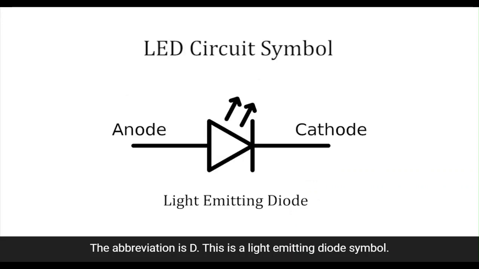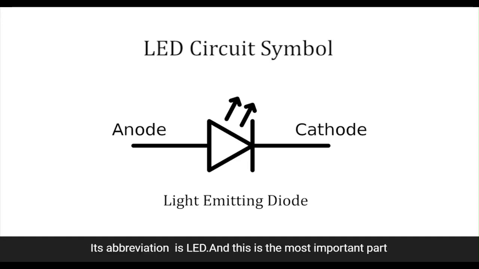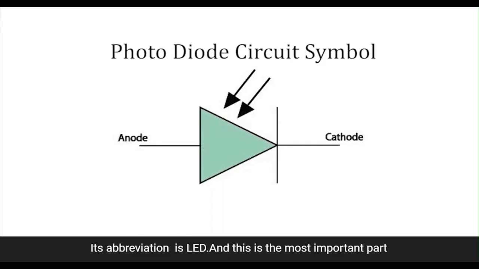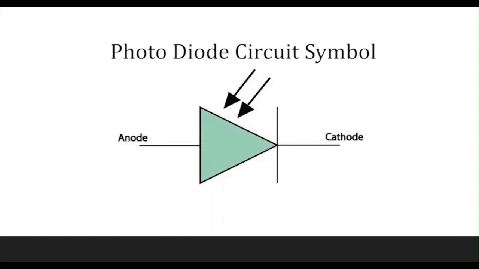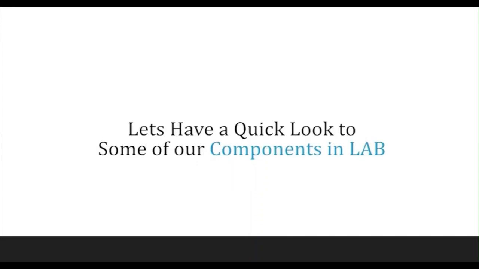This is the light emitting diode symbol. An LED is used to emit light when a current is passed through the device. Its abbreviation is LED. And this is the most important part, that is the photodiode. The photodiode works as a photodetector and converts light into the corresponding voltage or current.